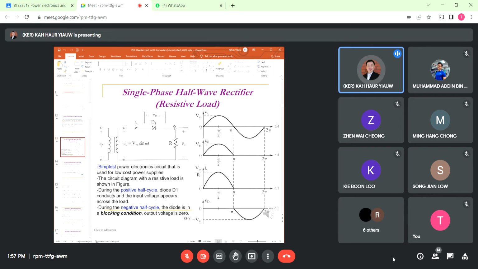However, do I measure any voltage across it? Yes, positive cycle is forward bias, negative is reverse bias. So you measure nothing here because this one is already open. When you measure this point to this point, you are in fact measuring the same point, the same line here. So there will be no potential difference.